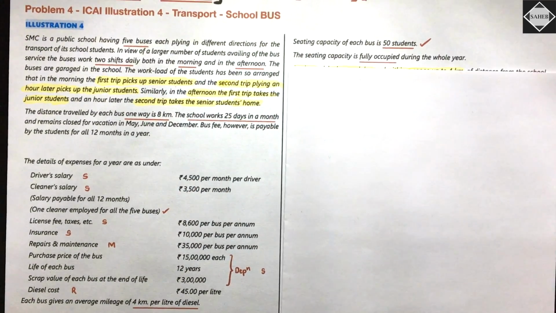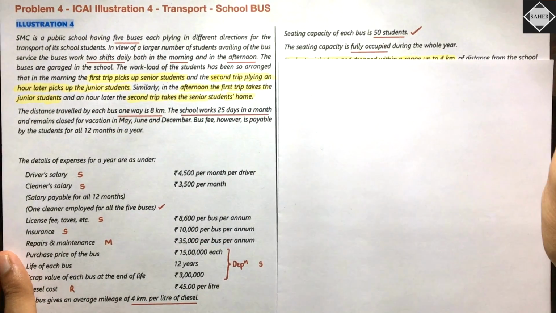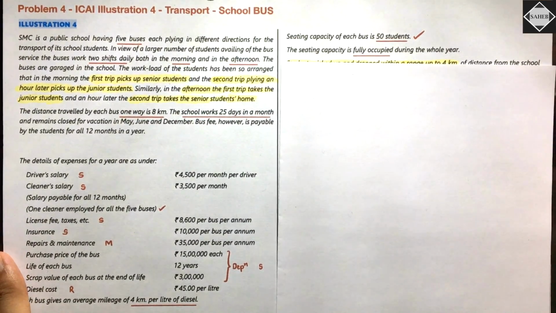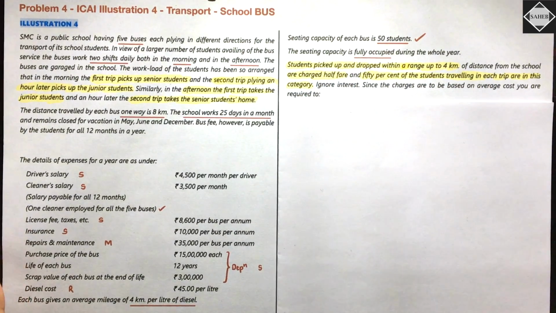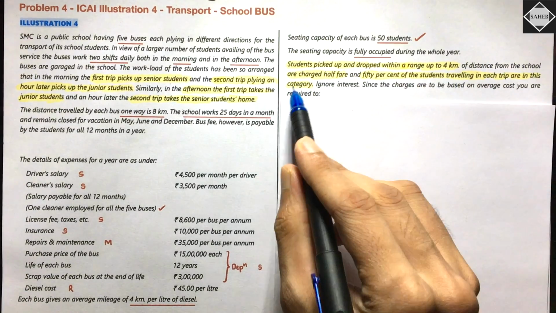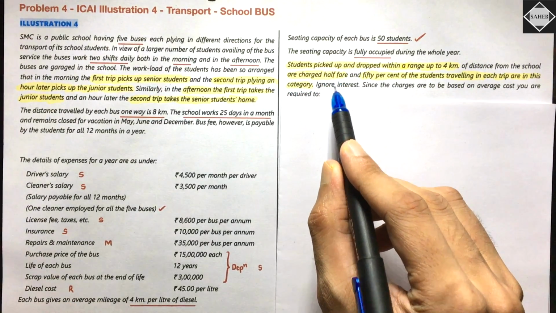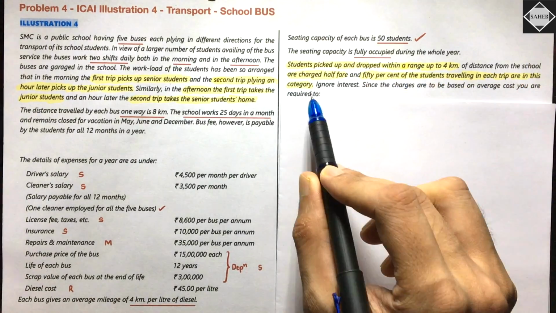Then what? The seating capacity is fully occupied during the whole year they are saying. It is fully occupied. Okay, that's fine. Then what they are saying? Students picked up and dropped within a range up to 4 km of distance from the school are charged half fare, and 50% of the students traveling in each trip are in this category they are saying.